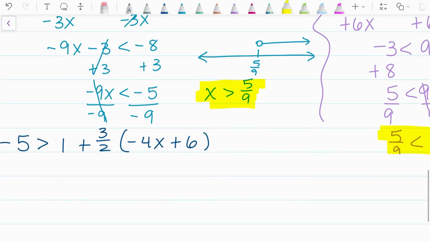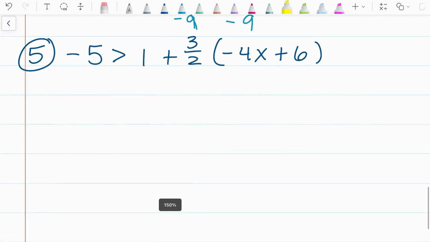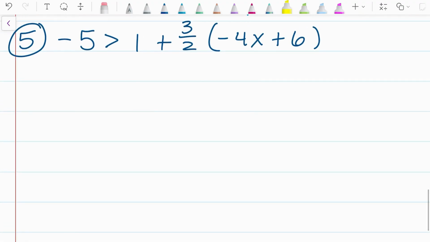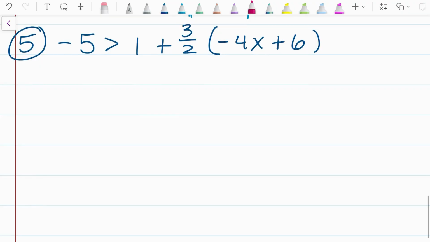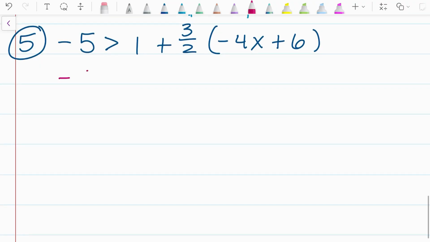Okay, let's look at this last problem. Another very high school level inequality. I'm going to start by distributing. I'm going to drop down this negative 5. I'm going to drop down this 1, and I'm going to distribute the 3/2 in. Now, you can use a calculator, but the way I would do this without one is I would go ahead and do 4 divided by 2. So negative 4 divided by 2 would be negative 2, and negative 2 times 3 would actually give me a negative 6x.